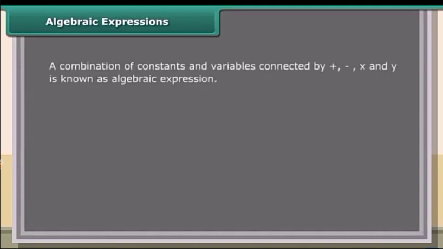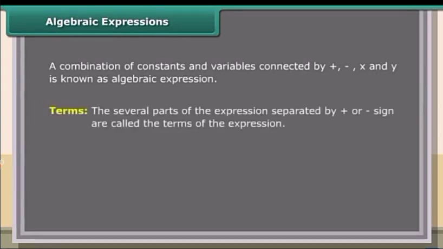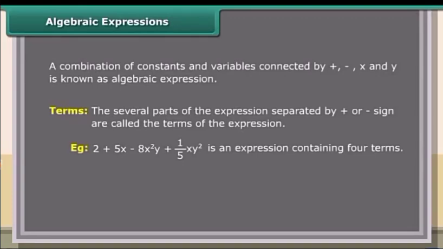Algebraic expressions. A combination of constants and variables connected by plus, minus, multiplication and division is known as algebraic expressions. Terms. The several parts of the expression separated by plus or minus sign are called the terms of the expression. Example, 2 plus 5x minus 8x square y plus 1 upon 5 xy square is an expression containing 4 terms. They are 2, 5x, minus 8x square y and 1 upon 5 xy square.